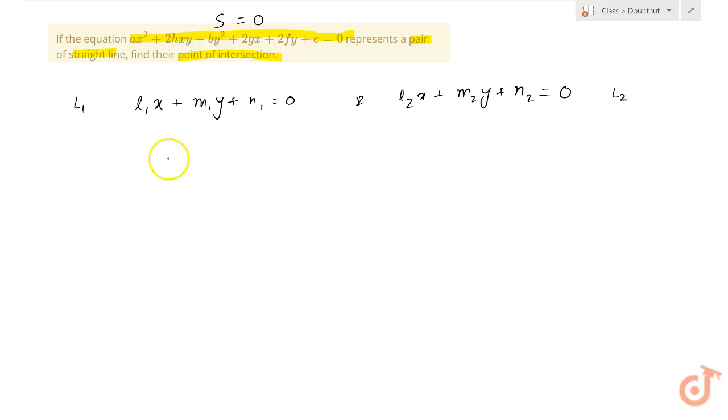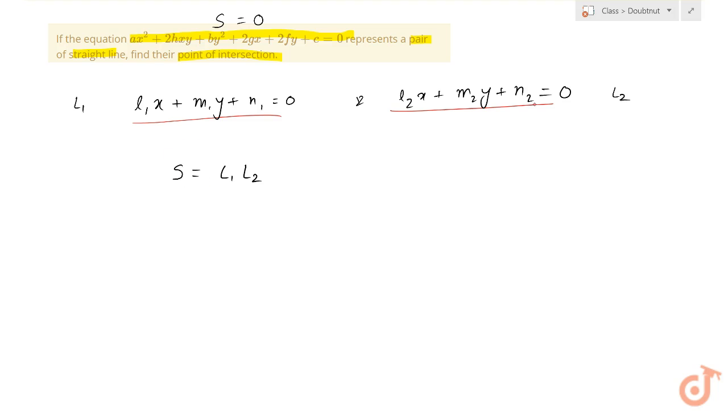So suppose the two lines that they are talking about are L1x plus M1y plus N1 equal to 0 and L2x plus M2y plus N2 equal to 0. Right, let me call it line 1, let me call it line 2, and let me call it S equal to 0. So effectively what I am saying is that S must be equal to L1 into L2. Right, if I take the product of these two, that must be equal to S.